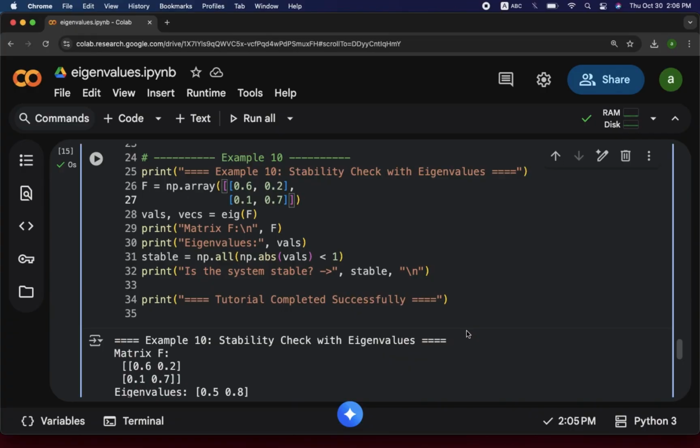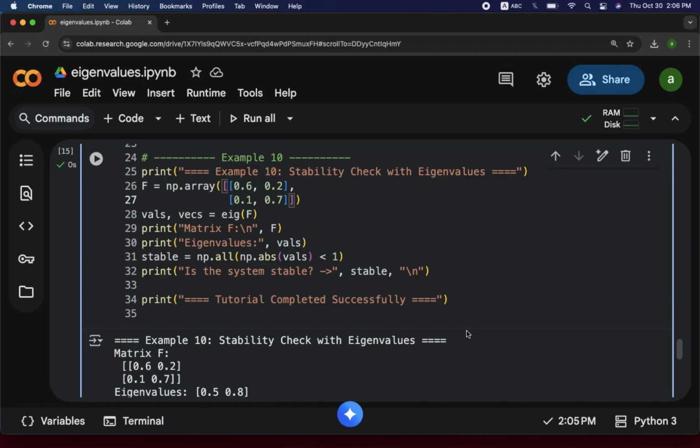Example 10, here we want to check the stability. And we use the eigenvalues most of the time in real-world context, and these appear in dynamical systems. The eigenvalues of a transition matrix tell us about the system stability. If all eigenvalues have magnitudes less than 1, the system is called stable.